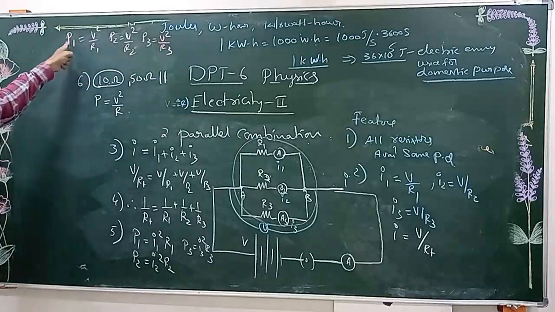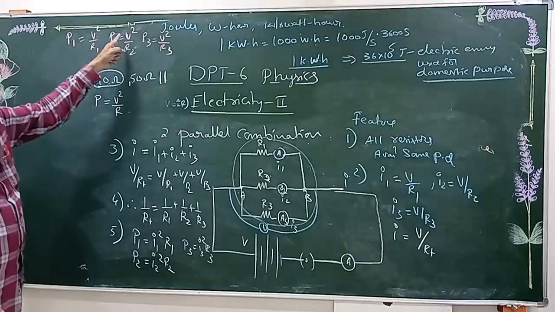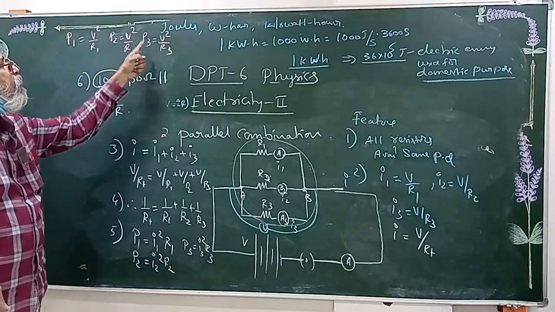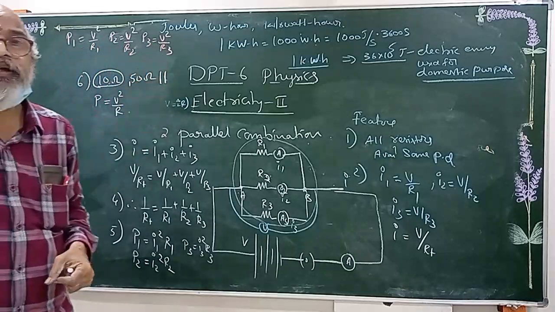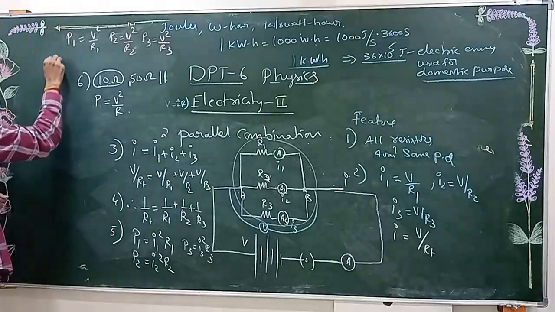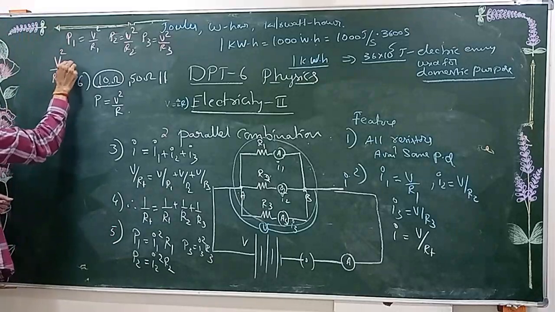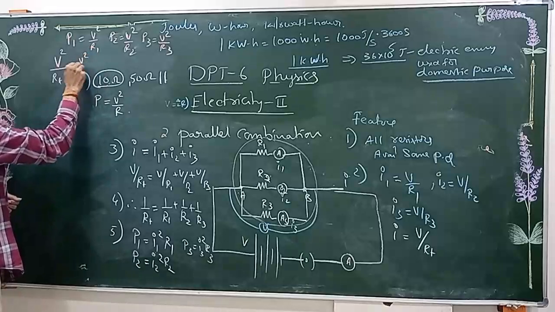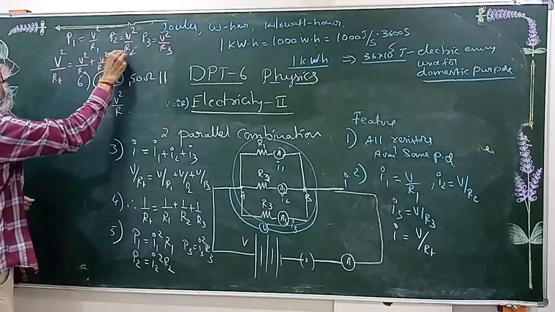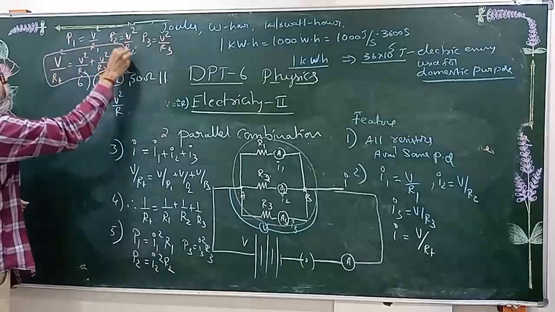So the total power P1 plus P2 plus P3, how much will it become? V square by R1 plus V square by R2 plus V square by R3. That will be the total power. Total power is also V square by RT. So V square by RT is equal to V square by R1 plus V square by R2 plus V square by R3. This formula should be noted here.